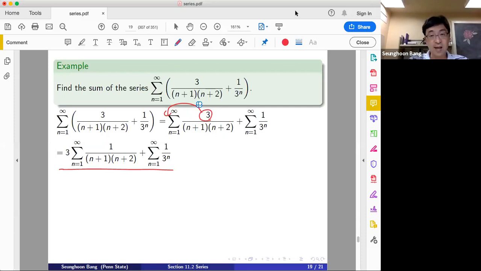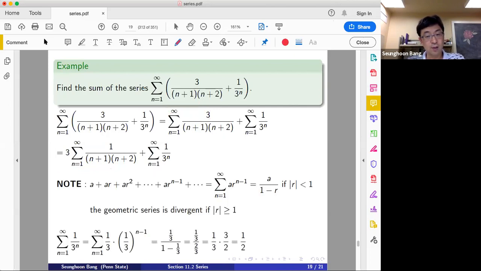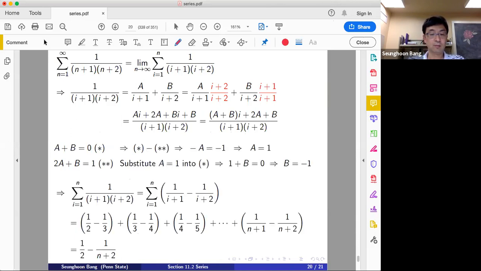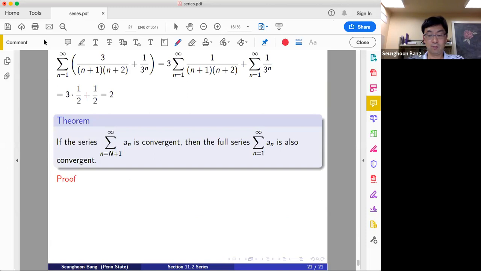So we are going back to the slides again. Here, this is my explanation. Next, this is the last one. If the series summation from n equals capital N plus 1 to infinity of an is convergent, then the full series summation from n equals 1 to infinity of an is also convergent.